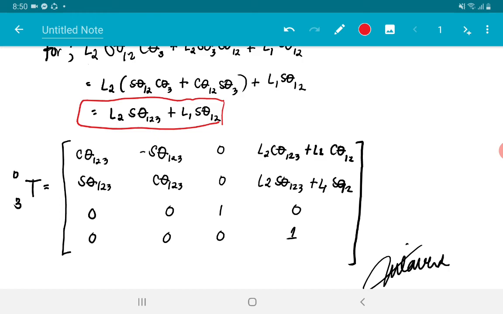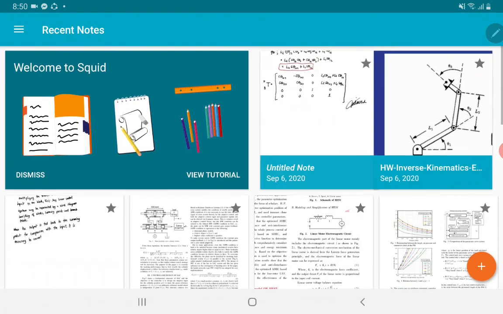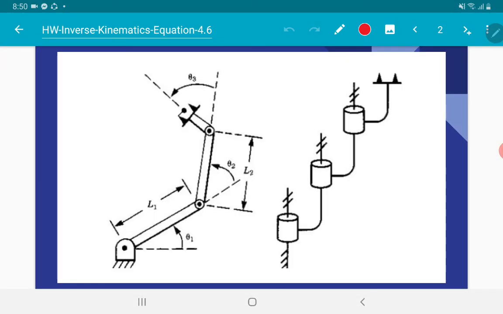That is the equation 4.6 derived from the mechanism or the schematics given from the book. So thank you.